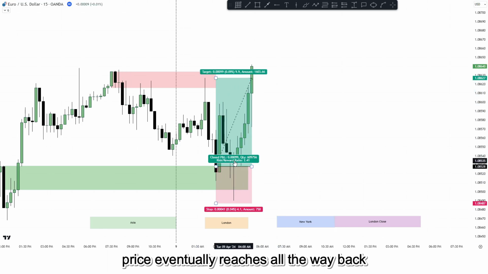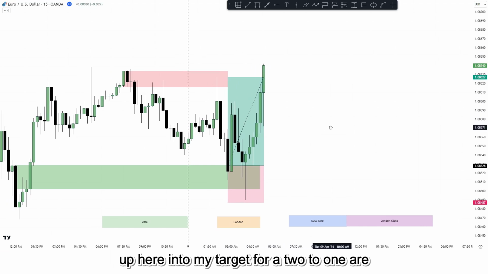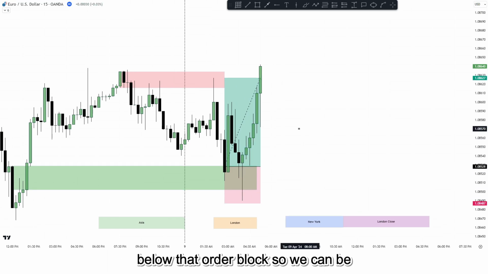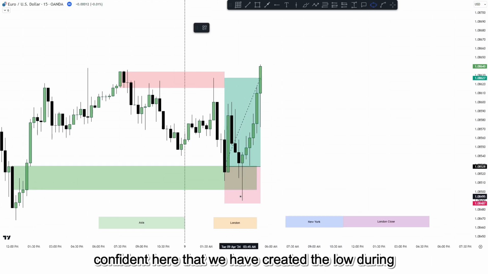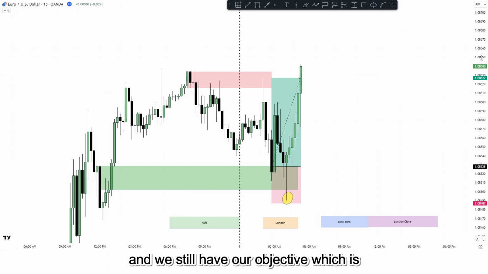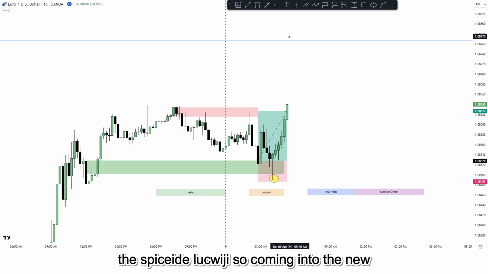Price eventually reaches all the way back up here into my target for a 2-to-1 R. This is why it's important to put your stop loss below that order block. So we can be confident here that we have created the low during the London session, and we still have our objective, which is this buy side liquidity.